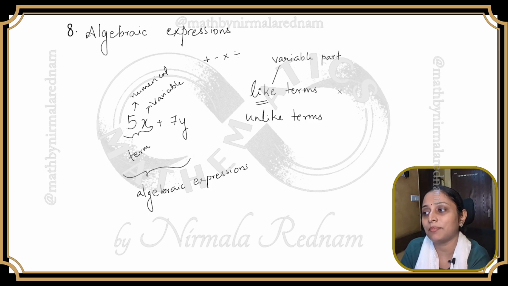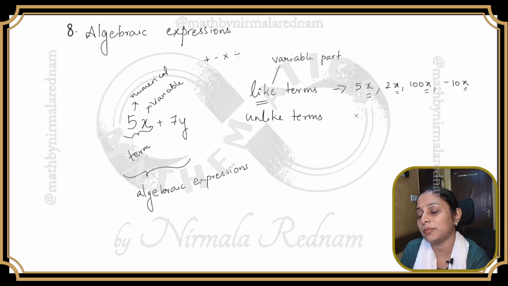So, what is an example for that? Let's start with 5x that we already have, right? And if I have 2x, 100x, minus 10x, all these are nothing but like terms. That is the variable part, if you look at it, it's the same, right? And unlike terms, the variable part is not the same. So why are we interested in like terms? The first operation is addition, right?